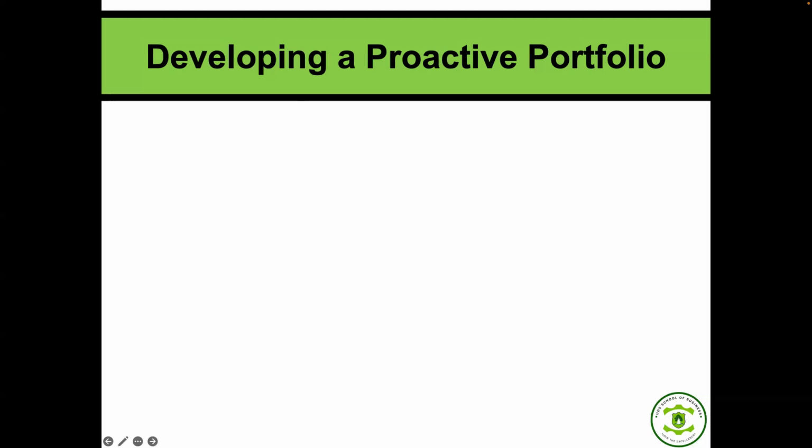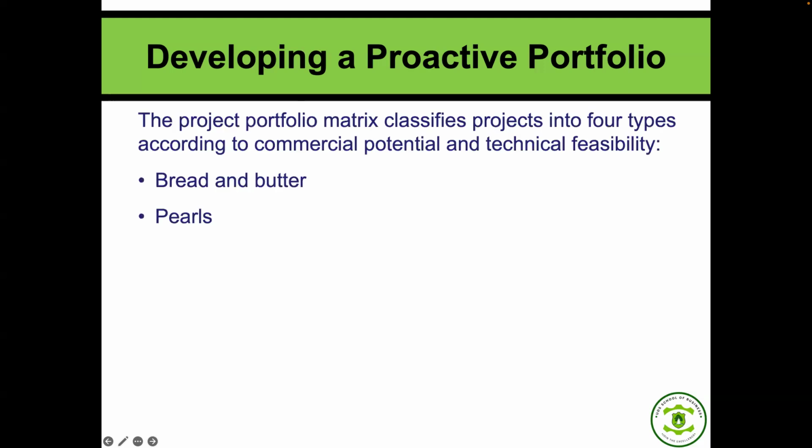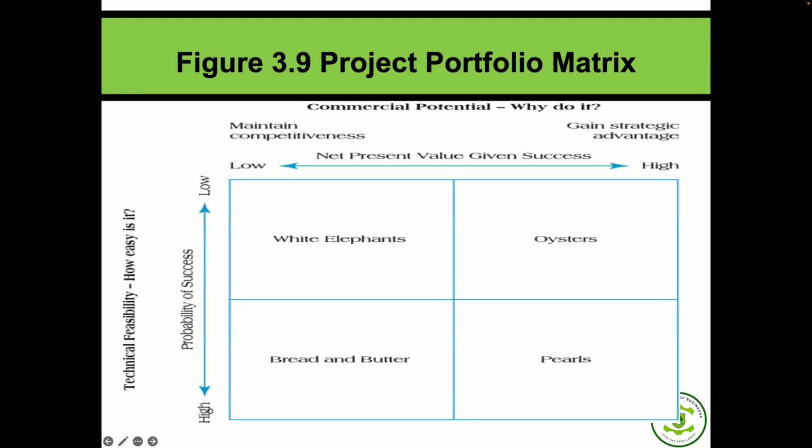All right, so let's look at the rest. Where is my diagram? Let's look at oysters and see if we can find practical examples of oysters. Commercial viability high. Probability of success low. Oyster projects. Any practical example of an oyster project?